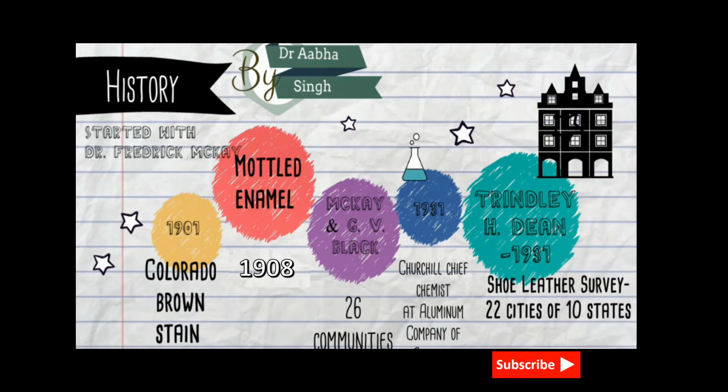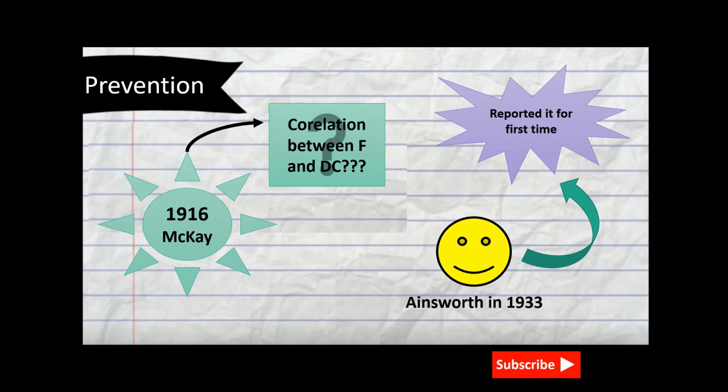If it was not hazardous, was it beneficial for us? Now, that was one of the questions raised in 1916. Mackay had this doubt that there were so many children who had dental fluorosis, but they didn't have dental caries. The proportion of children with dental caries was significantly high in the areas where fluoride was not there in the water, but there was no proof for this correlation. But soon in 1933, Ainsworth reported for the first time that there is a correlation between fluoride concentration and dental caries. Even Dean was working on that.